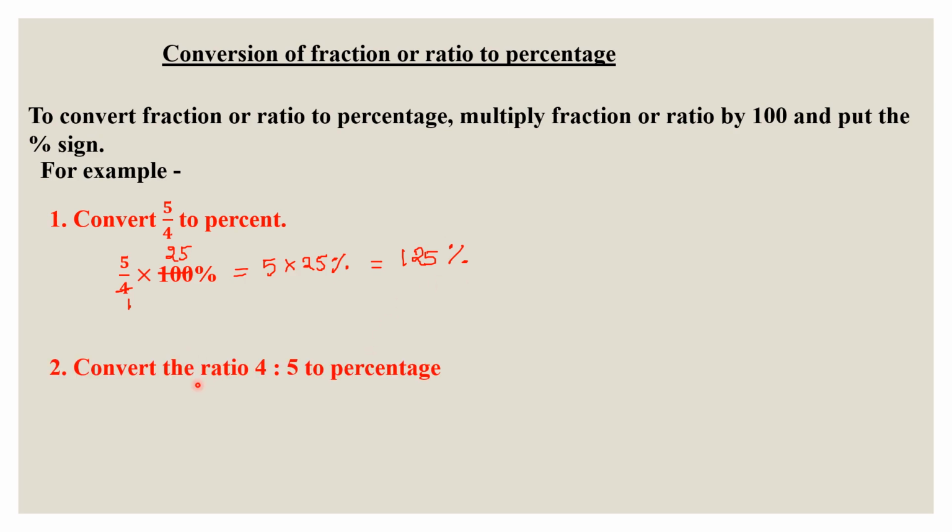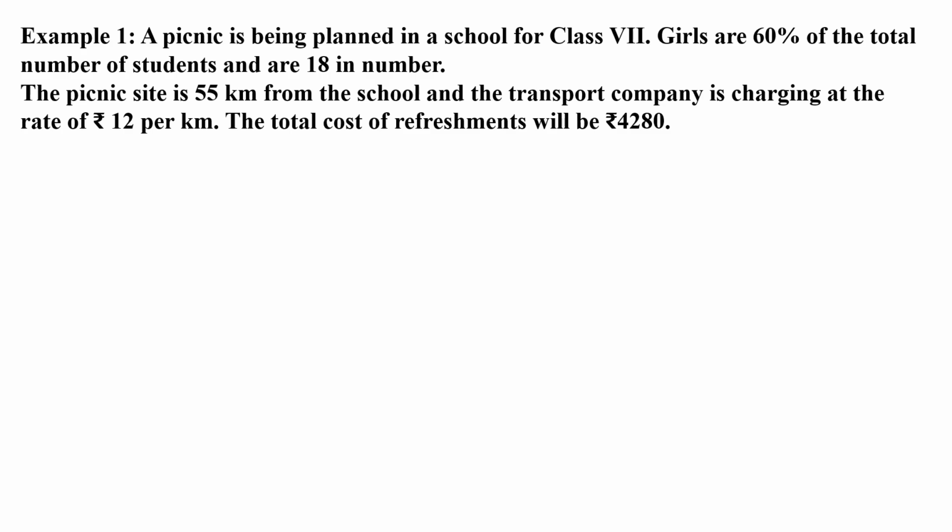Next, how to convert the ratio 4 is to 5 to percentage. Again you have to use the same method. 4 is to 5 means we can write it as 4 by 5, and then again I have to multiply by 100 and put the percent sign. Now here again we have to reduce it. 5 times 1 and 5 times 20. So here I will get 4 into 20, 80%. Clear?